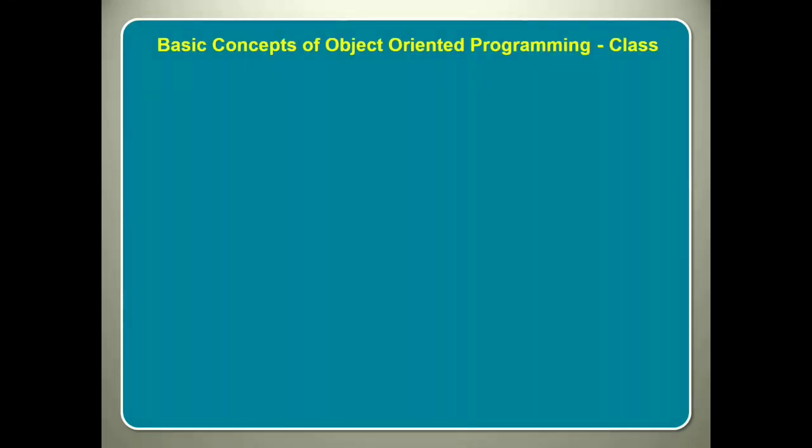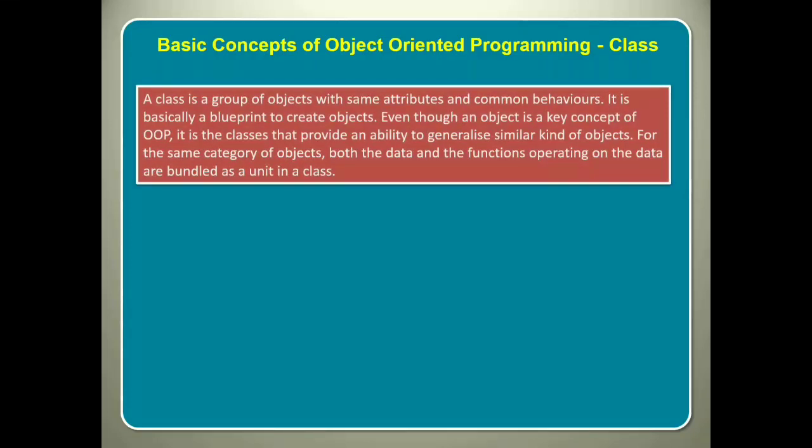Another important concept of object-oriented programming is class. A class is a group of objects with the same attributes and common behaviors. It is basically a blueprint to create objects. Even though an object is a key concept of OOP, it is the classes that provide an ability to generalize similar kinds of objects. For the same category of objects, both the data and the functions operating on the data are bundled as a unit in a class.